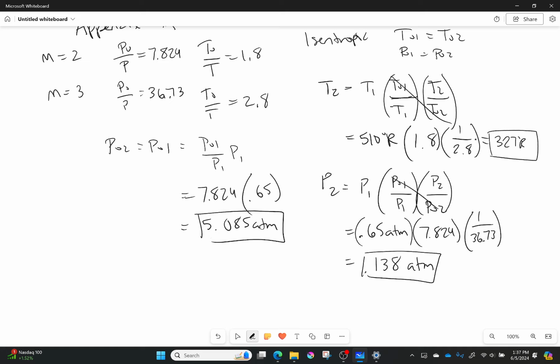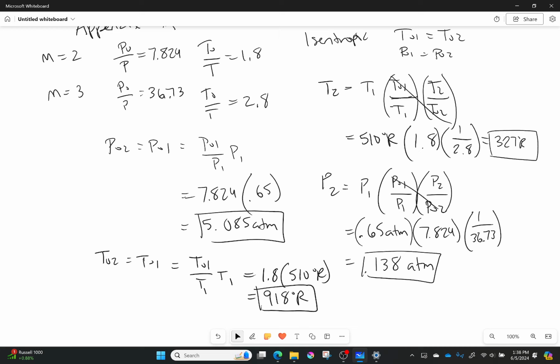And the last one is simply what is T02. Similarly, T02 is equal to T01, which is equal to T01 over T1 times T1. So that'd be 1.8 times 510 degrees Rankine, which is 918 degrees Rankine. Woo! Okay, so I got all the values after the expansion fan doing this. Mach number of 3, the temperature and pressure, and the total temperature and pressure. We did it. Cool.